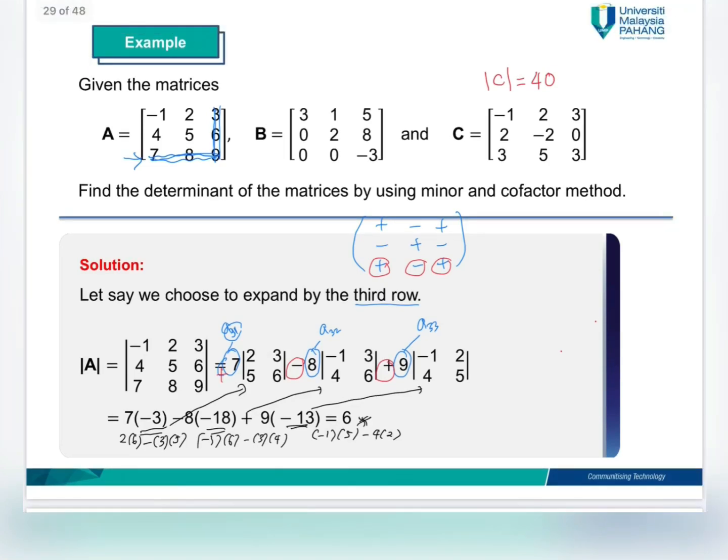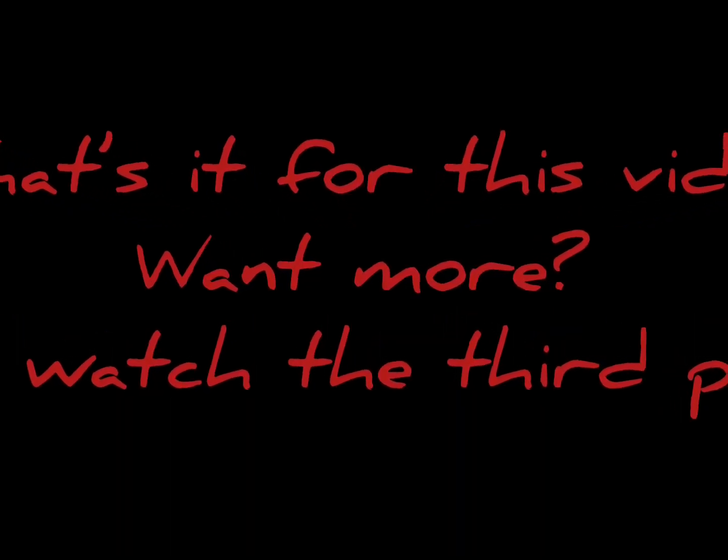You may use the same method, the minor and cofactor method, to determine the determinant of C, and the answer is 40. You may expand from any row, but I urge you to do all 3 rows, and maybe you can do the minor and cofactor method together with the diagonal expansion method. Whatever method you use, the determinant will always be the same.